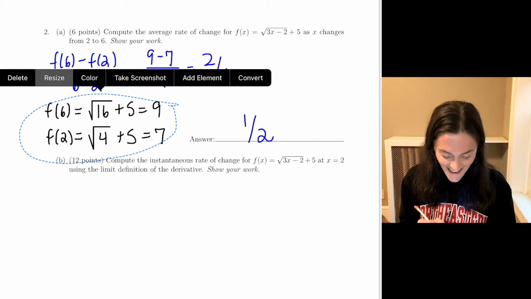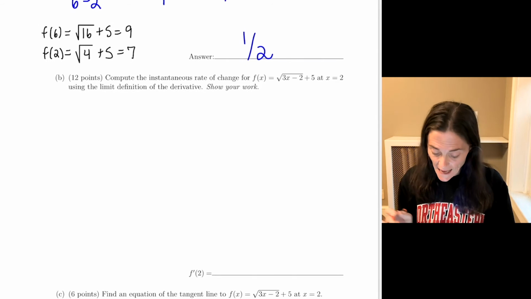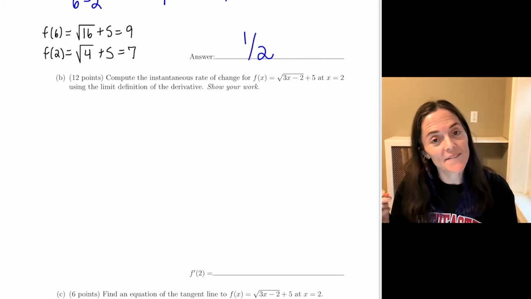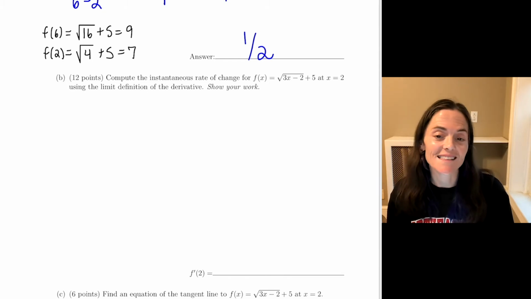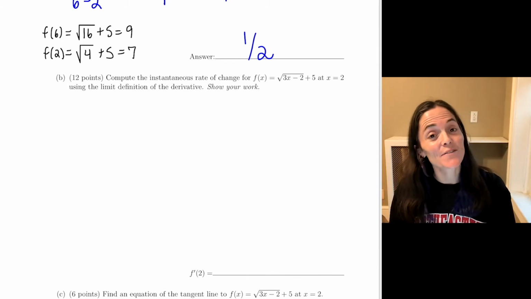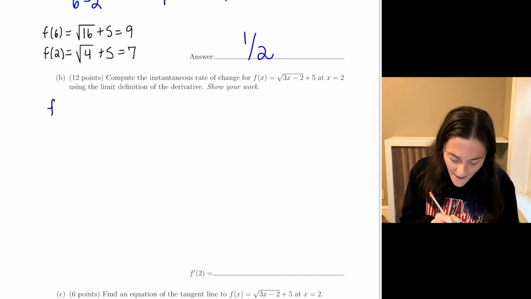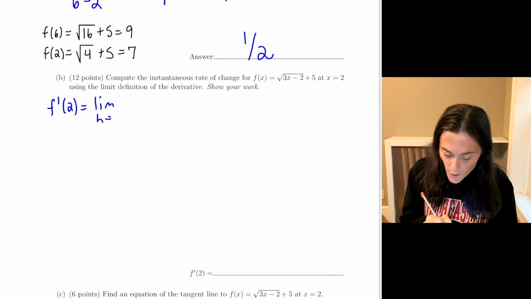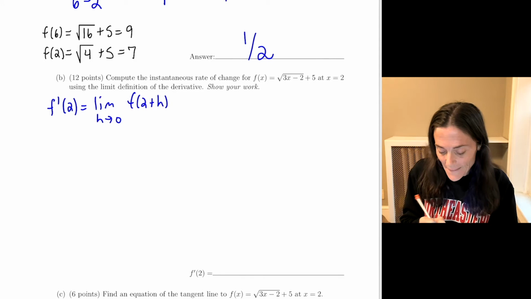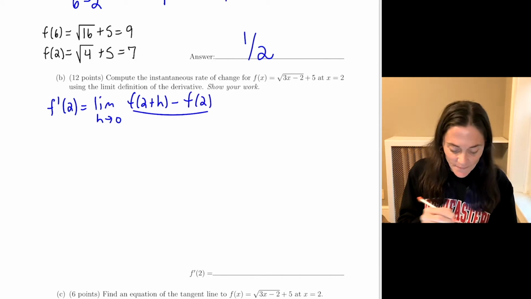Now, moving on, we want the instantaneous rate of change of this function at x equals 2 using the limit definition of the derivative. We cannot use the chain rule here. We won't get any credit for that. We must use the limit definition. And so let's write it. F prime of 2 would be the limit as h approaches 0 of f of 2 plus h minus f of 2 divided by h.